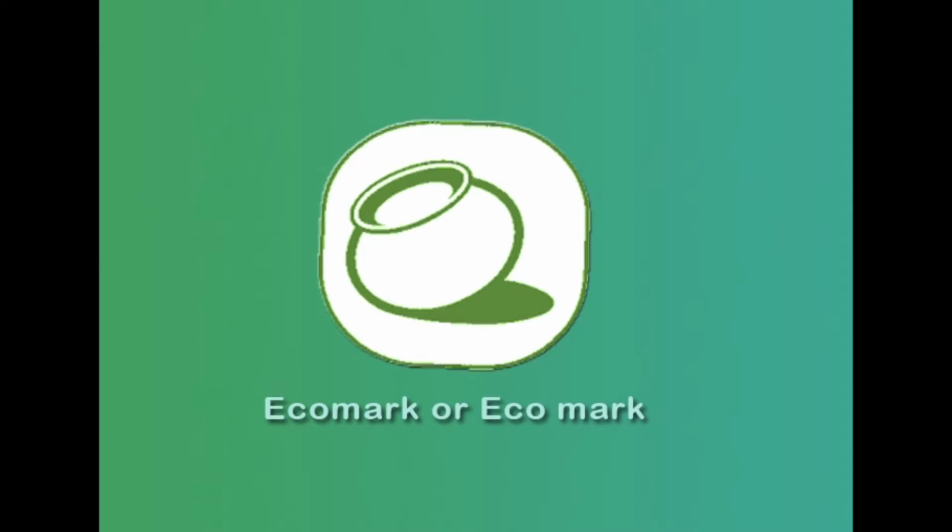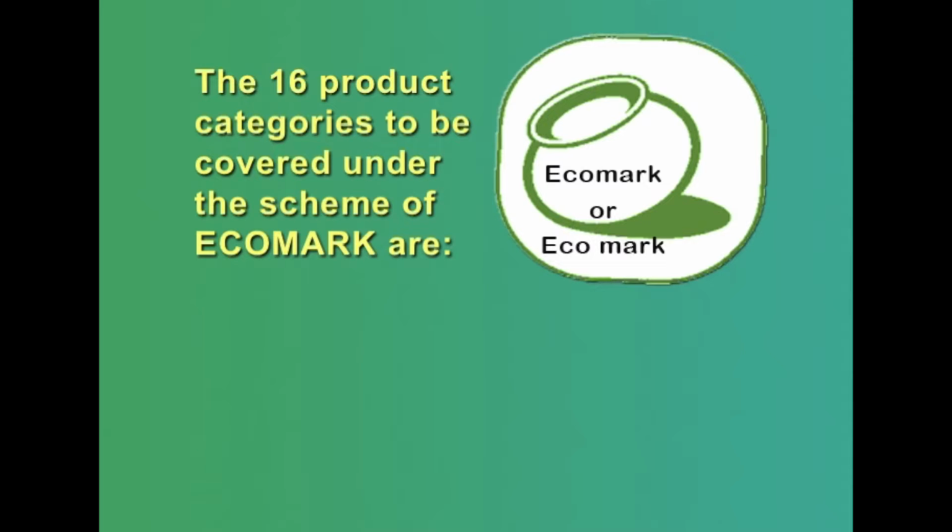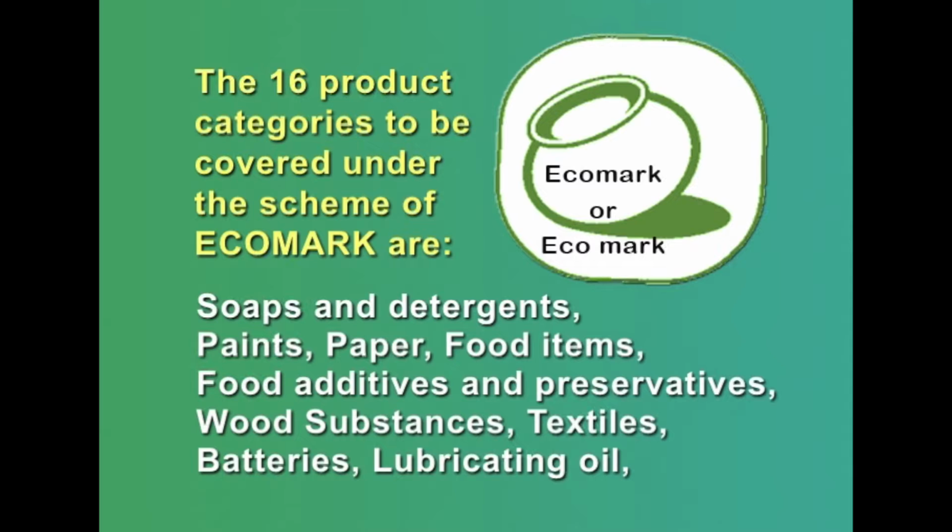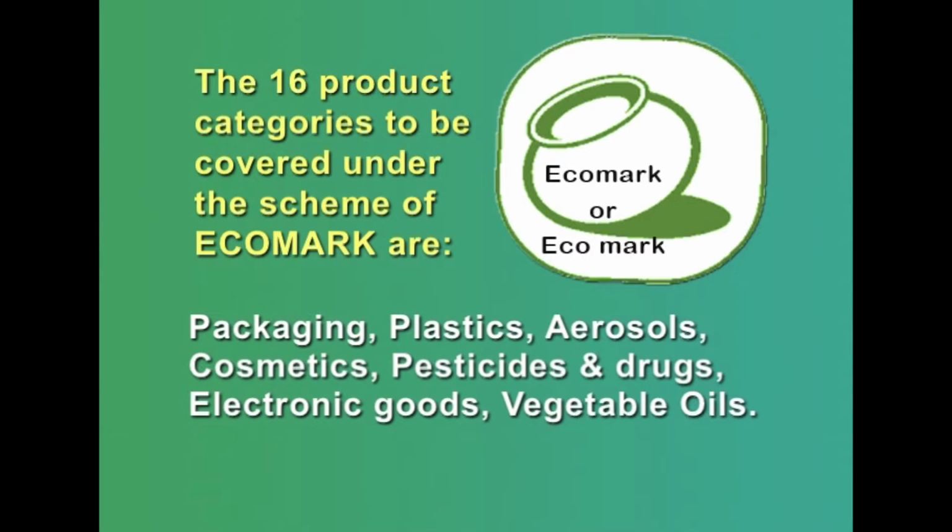EcoMark. This is a certification mark issued by the Bureau of Indian Standards, the National Standards Organization of India, to products conforming to a set of standards aimed at the least impact on the ecosystem. The 16 product categories to be covered under the scheme of EcoMark are soaps and detergents, paints, paper, food items, food additives and preservatives, wood substances, textiles, batteries, lubricating oil, packaging plastics, aerosols, cosmetics, pesticides and drugs, electronic goods, vegetable oils.